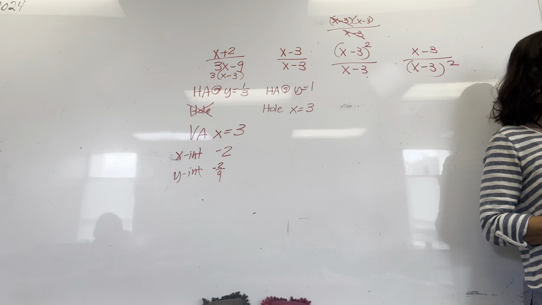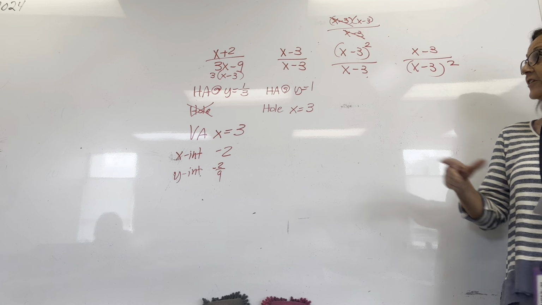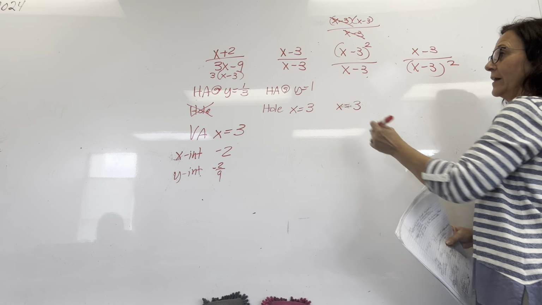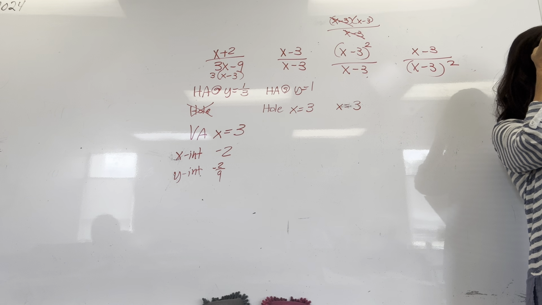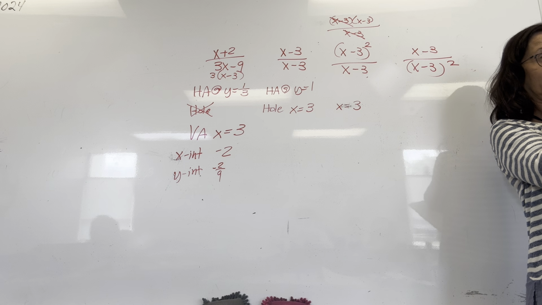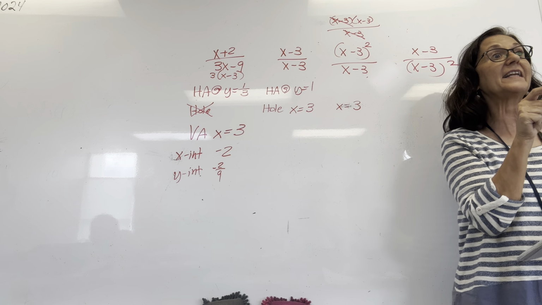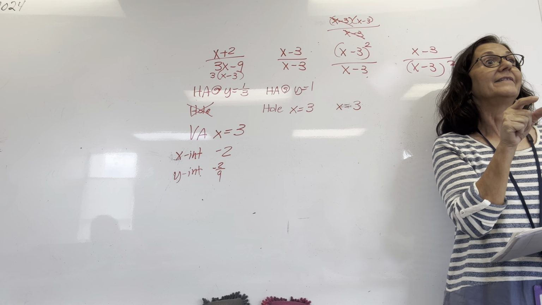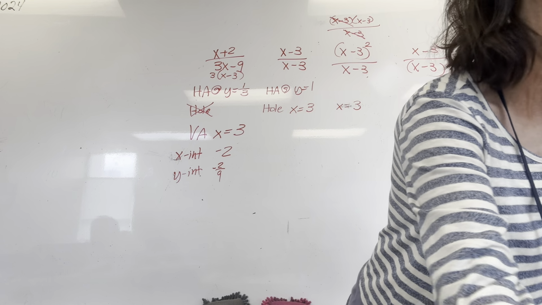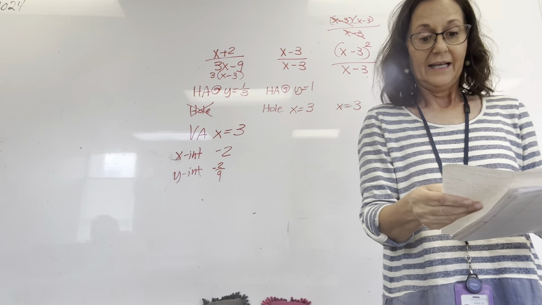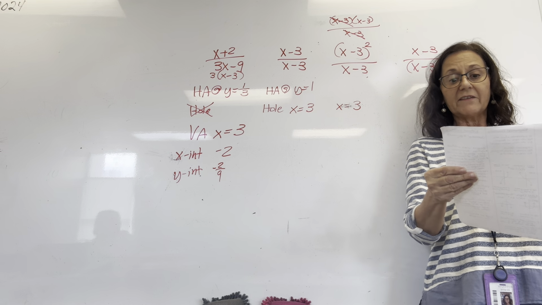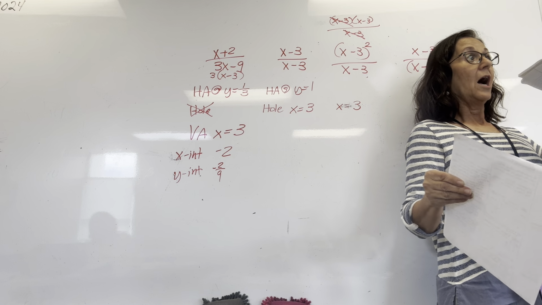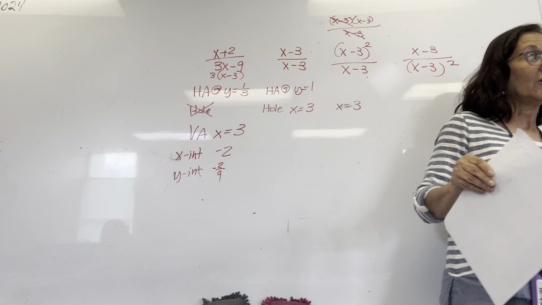Does the denominator completely cancel out? Yes. So there's a hole at x equals 3. Except when the multiplicity of a factor is higher in the denominator than it is in the numerator. Here, the multiplicity is higher in the numerator than the denominator. So that's a hole.